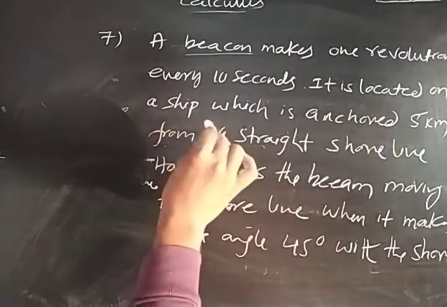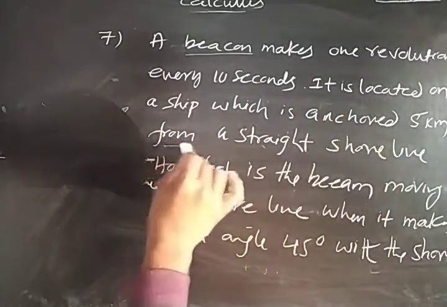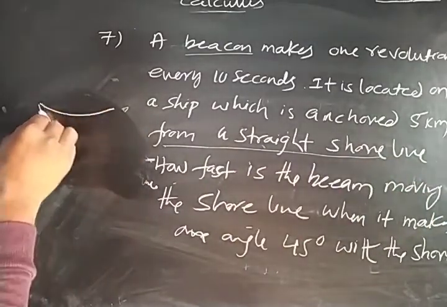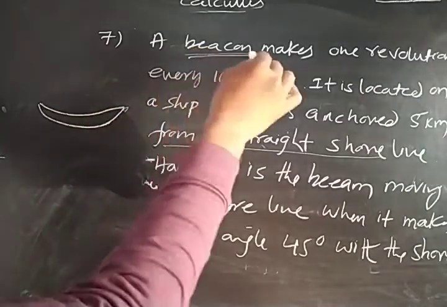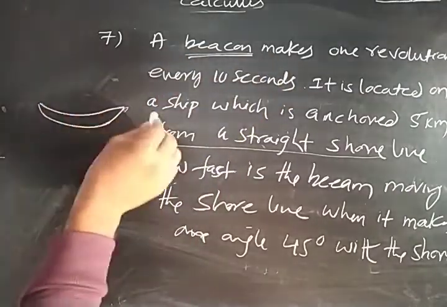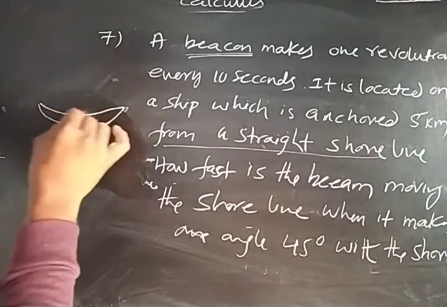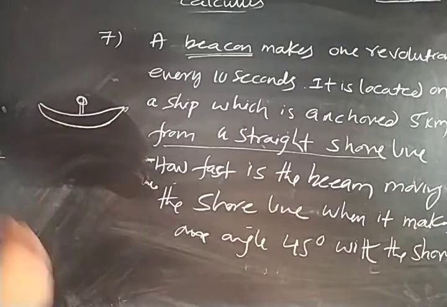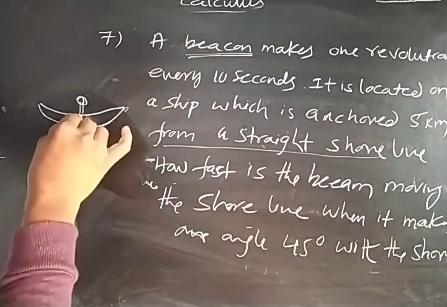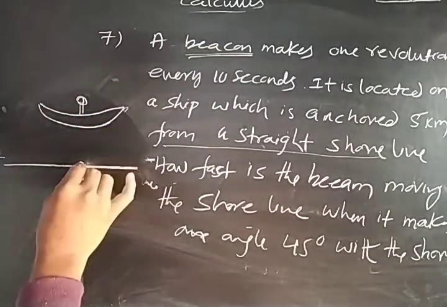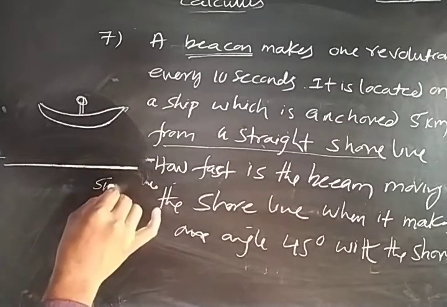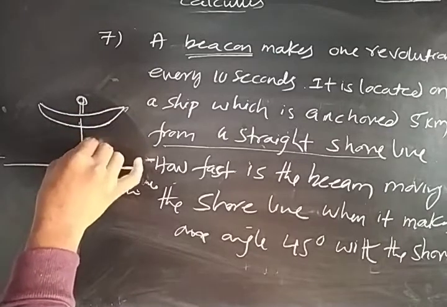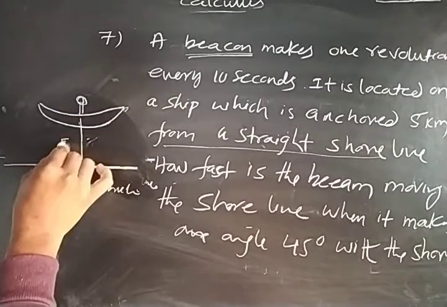It is located on a ship which is anchored 5 kilometers from the straight shoreline. Suppose I am taking one ship here. Beacon means it is a signal light, located somewhere on the ship. Suppose I am taking it here. This is the signal light known as the beacon. It is located 5 kilometers away from the shoreline, and I am taking this as the shoreline.